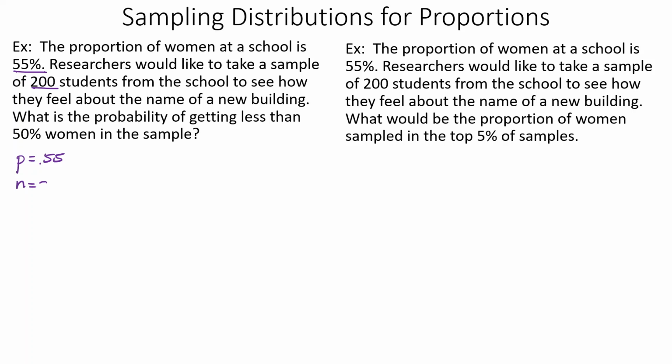Well, that looks like our sample size, n, 200, from the school to see how they feel about the name of a new building. What is the probability of getting less than 50% women in the sample?